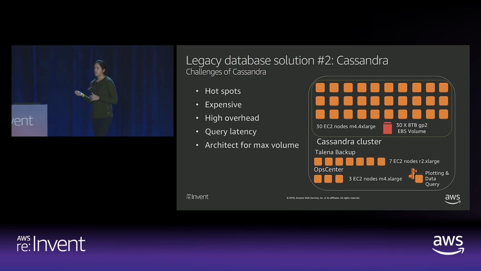Another key thing to note with Cassandra is you see all those individual instances up there. At the top of the slide, you see the 30 instances. Initially, when we bought into Cassandra, we thought it would do backups. It didn't. So we had to acquire a third-party tool, Talina. That's 7 instances. And then we had to scale out Ops Center to 3. So all of those are individual EC2 instances you have to maintain.